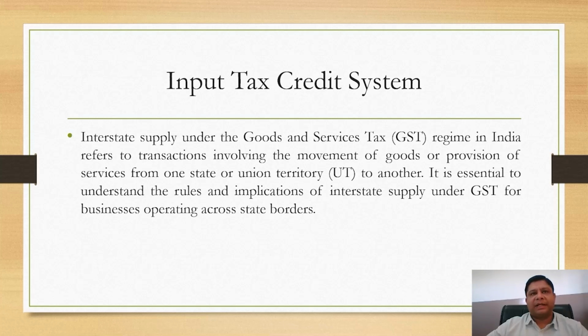Determining the place of supply is crucial for identifying whether a supply is interstate or intrastate. For interstate supply of goods and services, businesses need to issue a tax invoice containing the details prescribed under the GST law. The invoice must prominently indicate that it is an interstate supply along with the IGST amount charged. Businesses engaged in interstate supply are required to obtain GST registration if their turnover exceeds the threshold limit prescribed under the GST law.